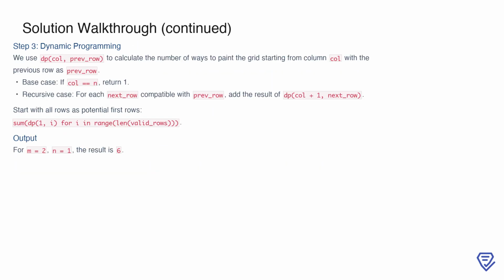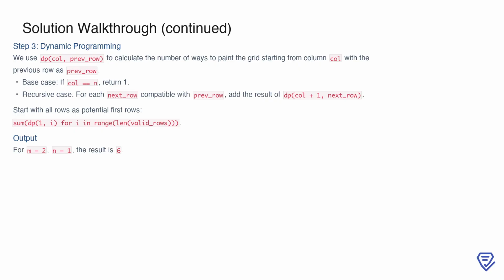Now, we move on to dynamic programming to calculate the number of ways to paint the grid. The idea is to use a function dp(col, prev_row) that computes the number of valid ways to paint the grid starting from column col, given that the previous column is represented by prev_row. The base case is simple. If the column index col equals n, the total number of columns, we return 1, as we've successfully painted the entire grid. For the recursive case, we iterate over all rows that are compatible with prev_row and sum up the results of dp(col + 1, next_row). This way, we build the solution column by column, ensuring compatibility between rows.